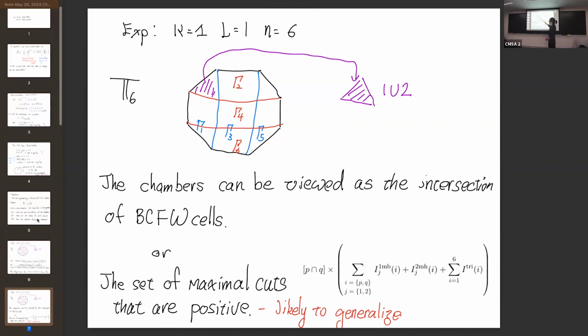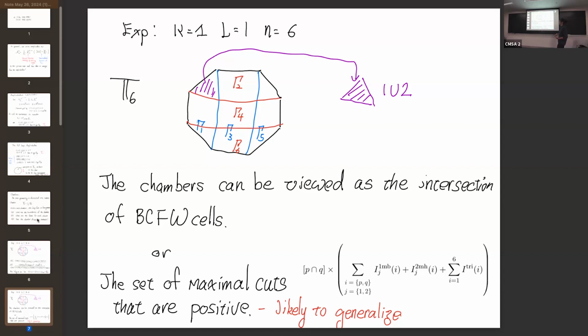So in each of these kinematic points for the amplitude, you can compute its maximal cut. Since the loop form is a 4-form, by maximal cut I'm looking at the codimension 4 boundary. I look at these codimension 4 boundaries and I ask whether or not they reside within the amplituhedron. The set of cuts that are positive is actually different for each of these chambers. So this is an alternative way.